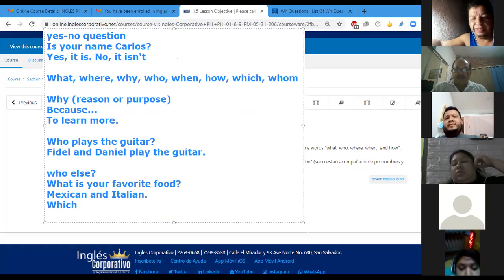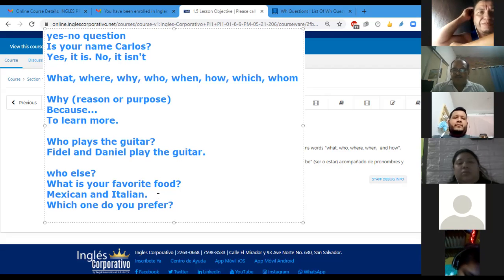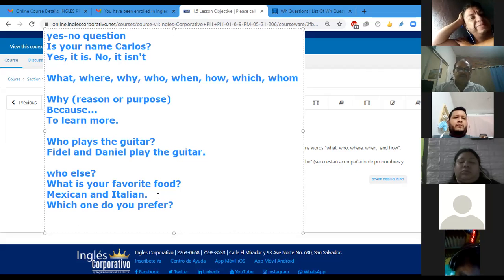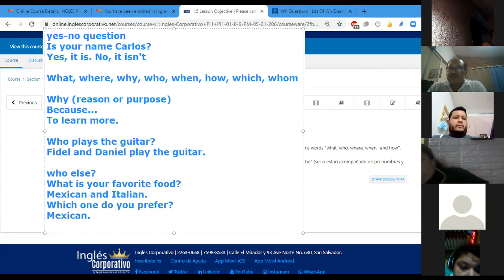Which one do you prefer? Then you can say, which one do you prefer? Mexican. Okay. Or pupusas, right? Beans or pupusas. Then you say, okay, beans. Okay, beans and pupusas, right? So then this is what you can have. Which is more specific than what.